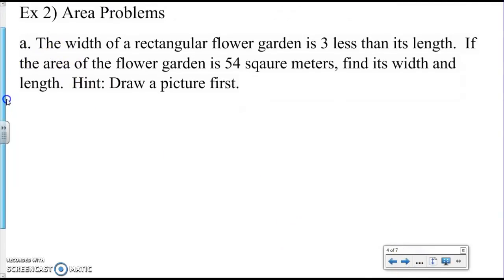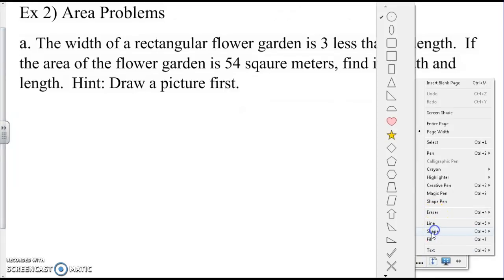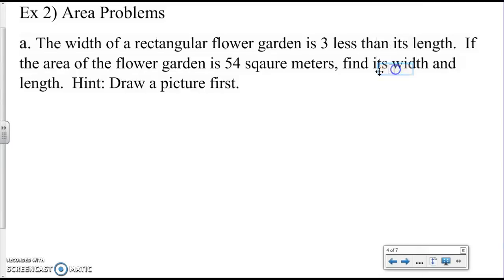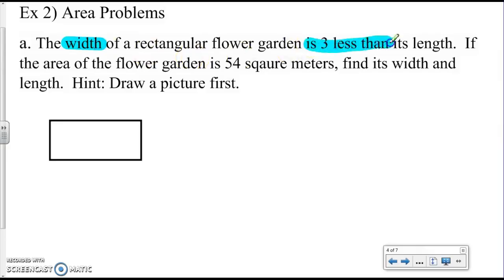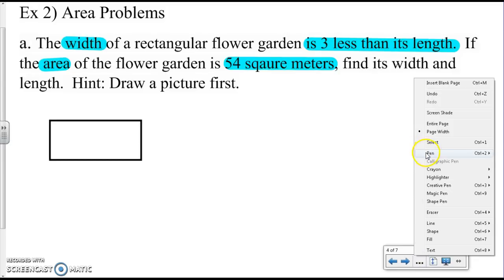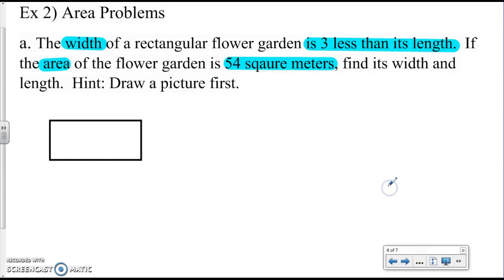The width of a rectangular flower garden is 3 less than its length. Okay, so I have a rectangle here. Go and draw one on your paper. So always draw a picture first. I think it's important here. The width is 3 less than its length. The area of a flower garden is 54 square meters. Find its width and its length. Make sure you find both there. Let's see what we know.